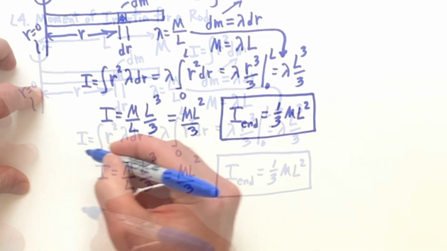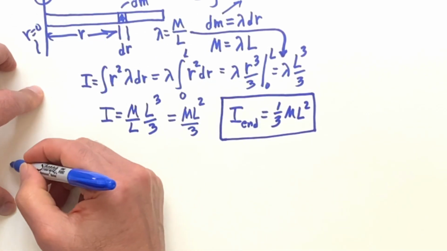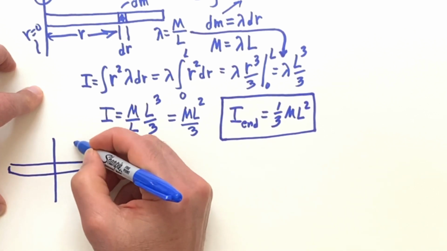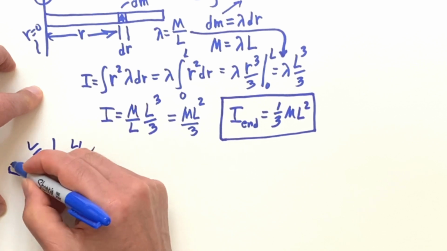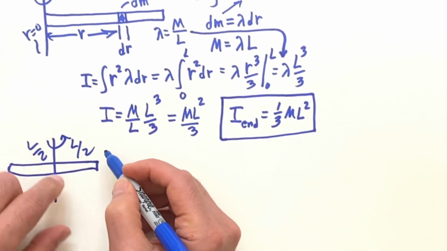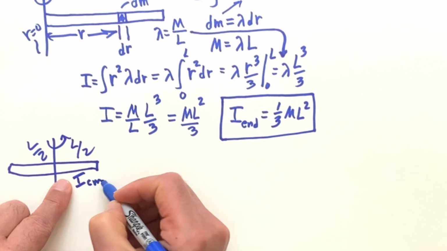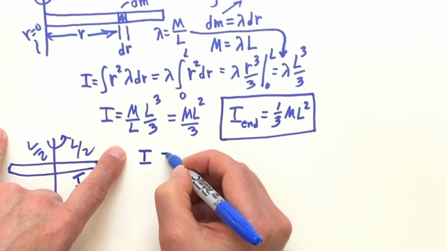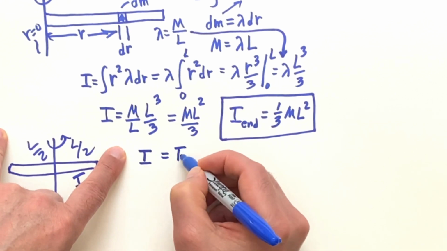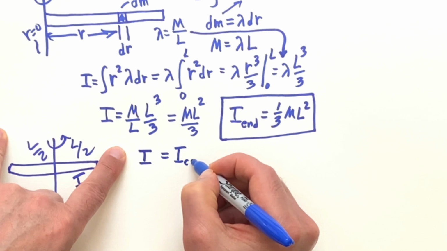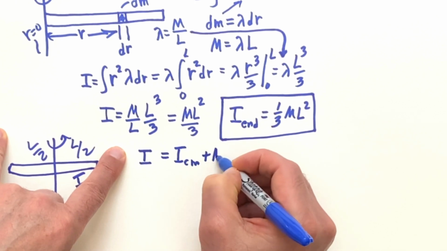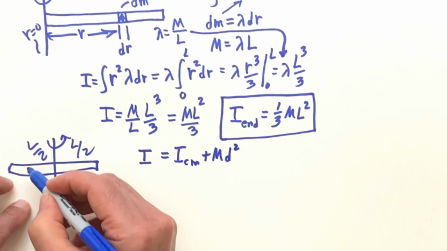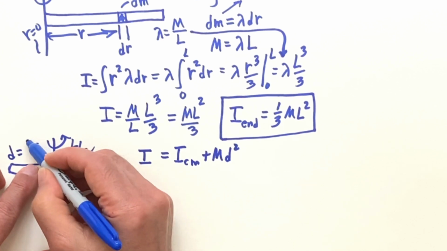Now, what about the center of mass? In other words, what about putting the axis in the center so that there's L over 2 on each side, and we're going to spin around this way? What's the moment of inertia for the center of mass? Well, we have the parallel axis theorem that states that the moment of inertia is, in general, the moment of inertia of the center of mass plus the mass times the distance that the axis is away from the center of mass. Here, the distance is L over 2.